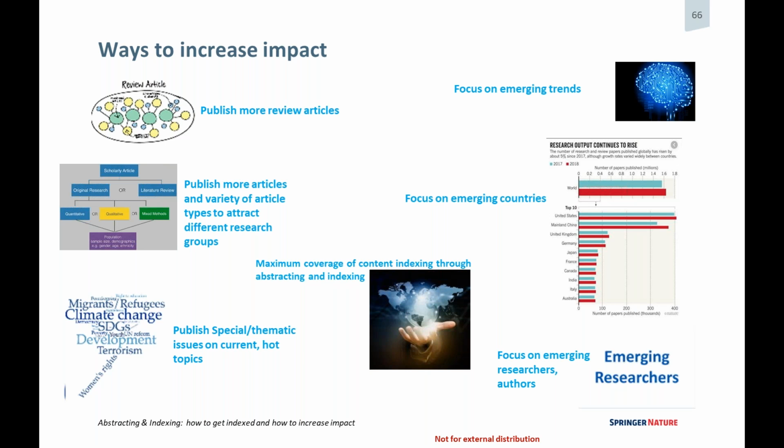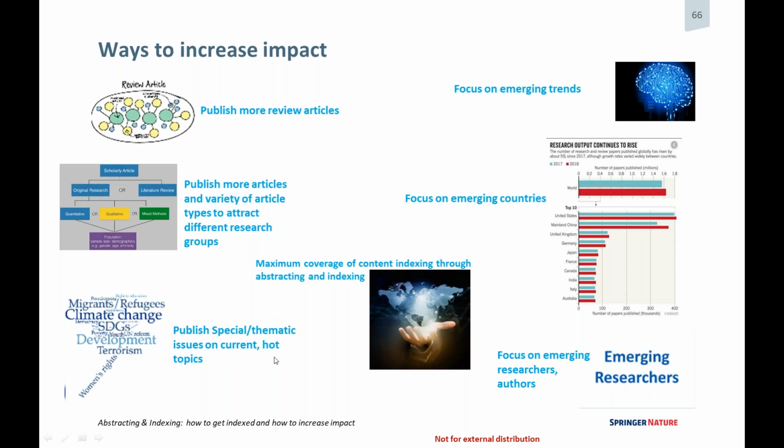Focusing on emerging research and authors, this is more for EIC and for publishing teams that always keep track of who are the emerging researchers and authors writing on that subject area. So you can invite them, and if they are key opinion leaders, of course, the citation accrual will also make a difference. Keep track of special thematic issues on current and hot topics.